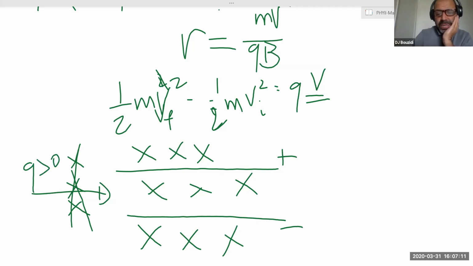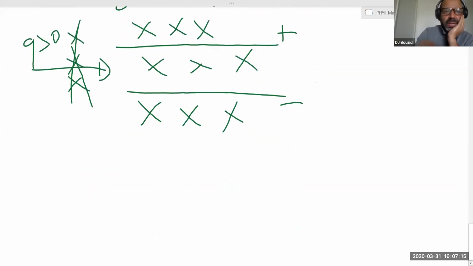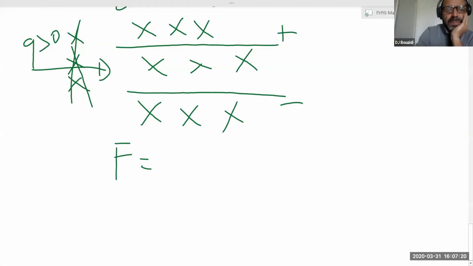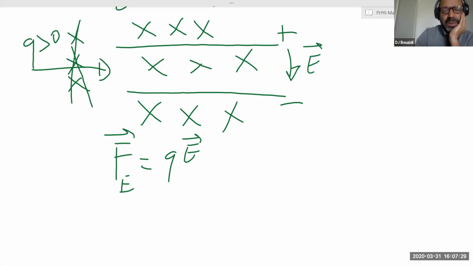It's going to be subject to the electrostatic force, and if you guys remember, the electrostatic force is Q times E, that's all. So for the electric field, there's going to be Q times E, this is a vector, and the electric field is pointing down. So the force is going to be down because Q is positive. So the particle will bend down, okay?